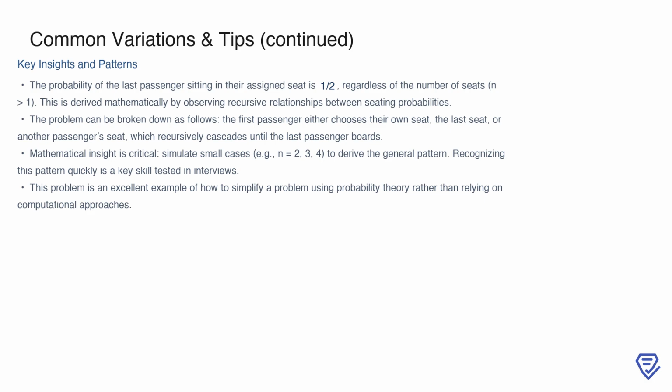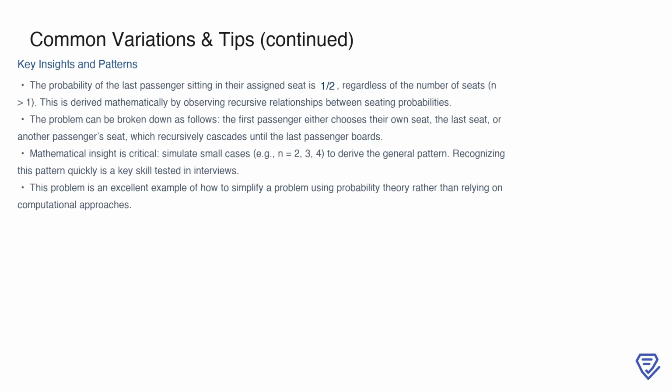Finally, let's break down the key insights and patterns. The most important takeaway is that the probability of the last passenger sitting in their assigned seat is always 1/2, as long as the number of passengers is greater than 1. This conclusion is derived mathematically by analyzing the recursive relationships that govern seating probabilities.